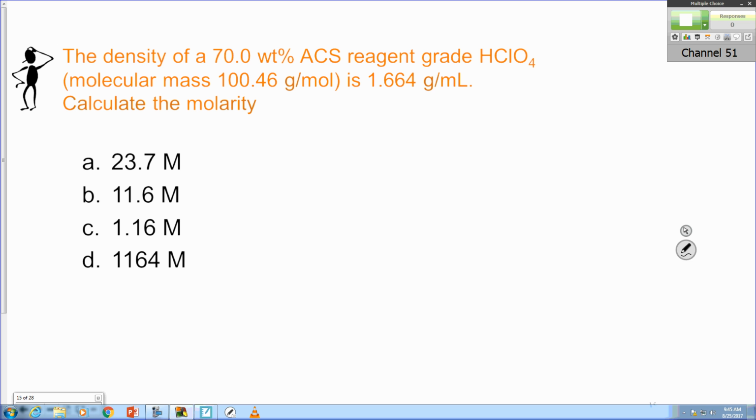So here you've got perchloric acid. It's 70% by weight. I give you the molar mass. I give you its specific gravity or density. And I want you to calculate the molarity.